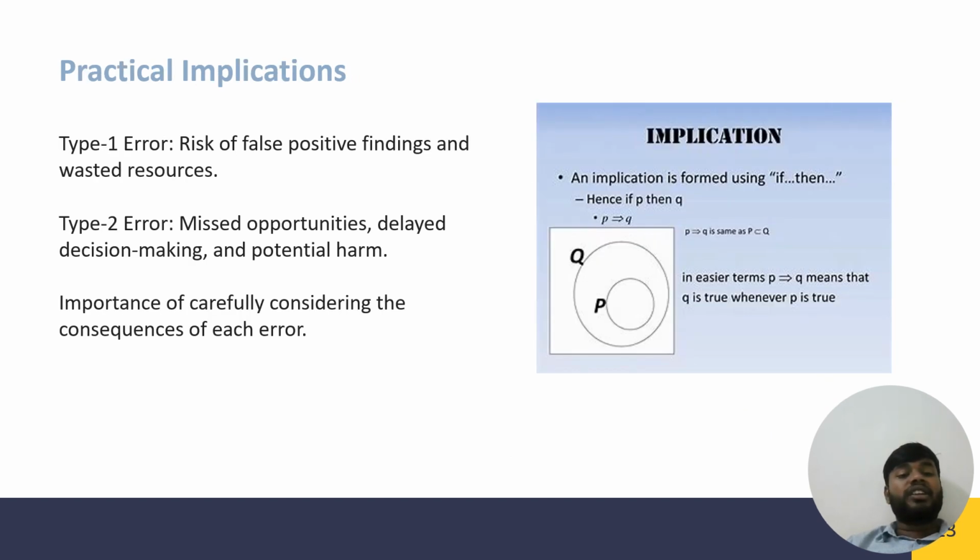Practical implications. Type 1 error: risk of false positive findings and wasted resources. Type 2 error: missed opportunity, delayed decision making, and professional harm. Importance of carefully considering the consequences of each error.